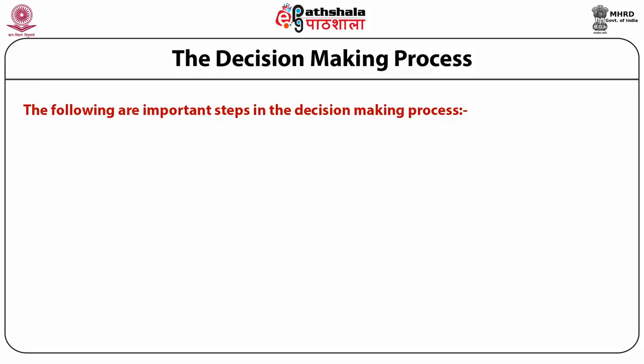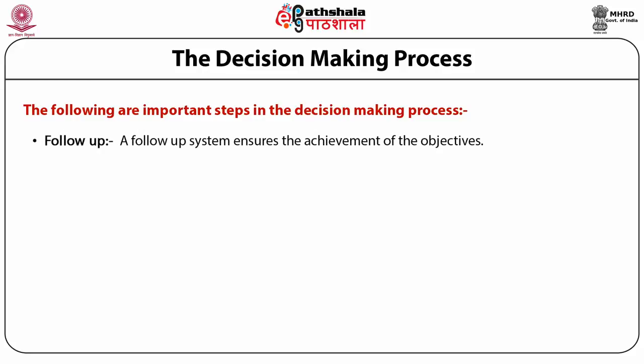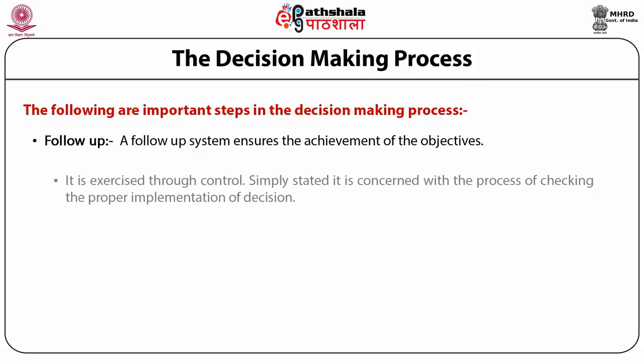Thereafter, what we talk about is a follow-up. A follow-up system ensures the achievement of objectives. It is exercised through control. Simply stated, it is concerned with the process of checking the proper implementation of the decision. Follow-up is indispensable so as to modify and improve upon the decision at the earliest opportunity.